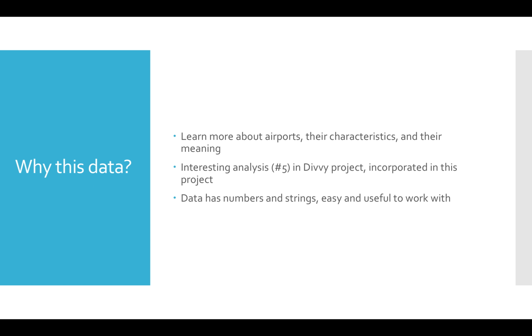So why is this data important? I wanted to learn more about airport characteristics and the meaning behind them. For example, I didn't know that altitudes varied so much among regions. In the program, I examined the altitudes of airports in Antarctica versus the US, and the airport altitudes in Antarctica are among the highest. The airports in Chicago have a really low altitude compared to these.